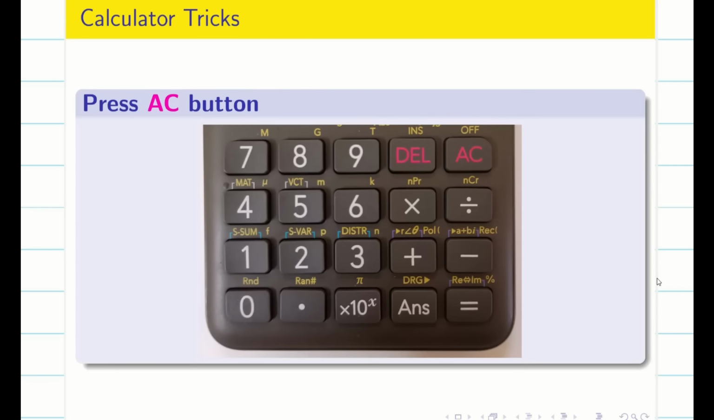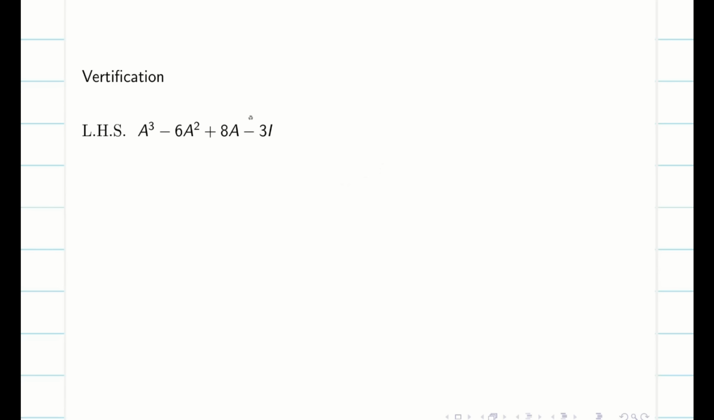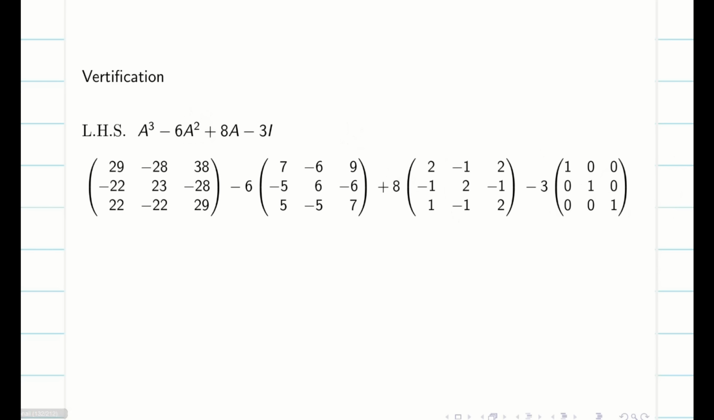Press the AC button again and then write the A cube value. So we know the A square value, we know the A cube value. First step, I am going to do the verification. So LHS is going to be A cube minus 6A square plus 8A minus 3I. That is what we get from the Cayley-Hamilton theorem. Write the A cube value, then minus 6 into A square. Just write the A square matrix, plus 8 into the A matrix, minus 3 into the identity matrix. Write one by one.